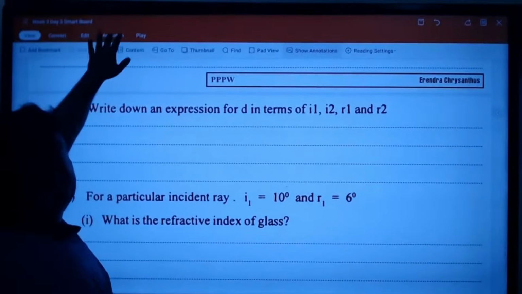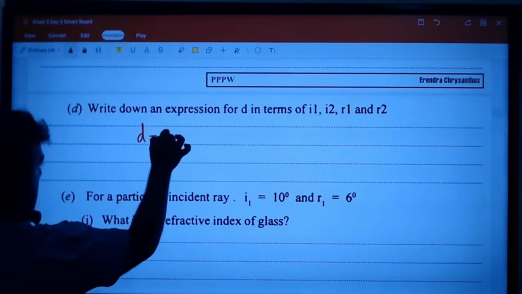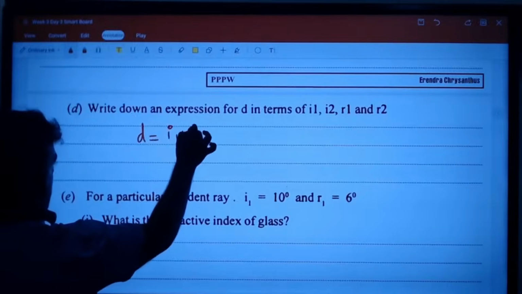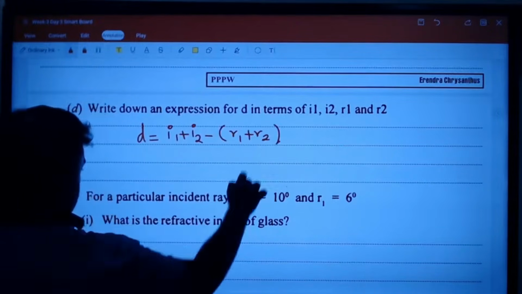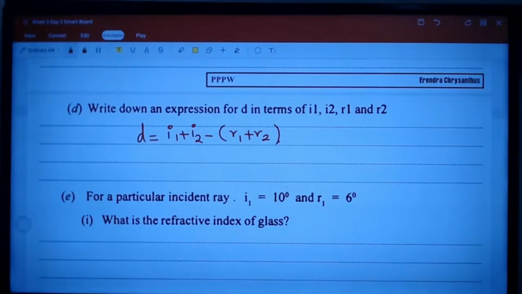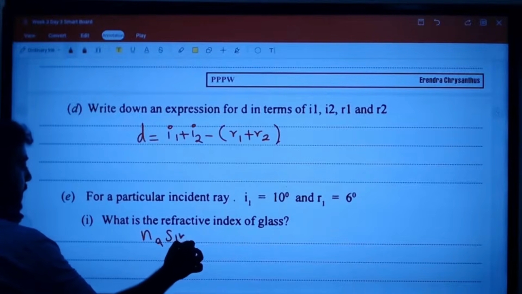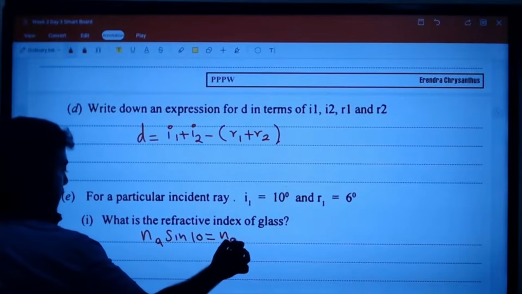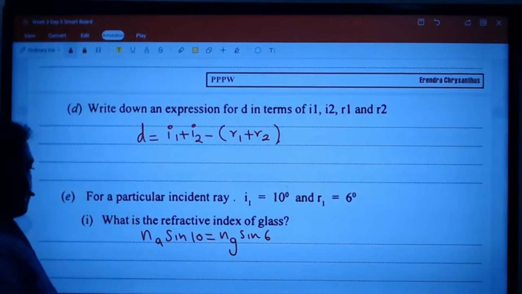Write an expression for the deviation. Deviation is I1 plus I2 minus R1 plus R2. For a particular ray, I1 is 10, R1 is 6. What's the refractive index? It is n_A sin 10 equals n_G sin 6. But remember, these are small angles.